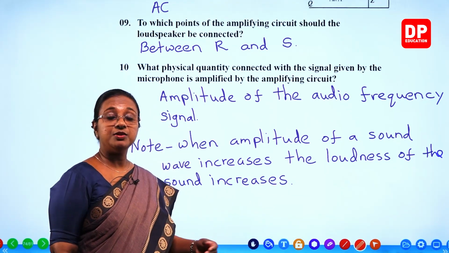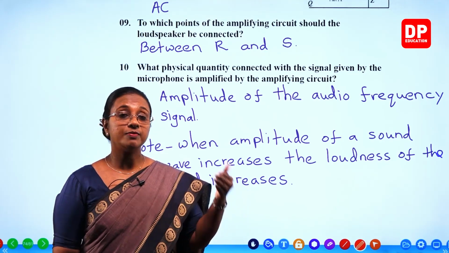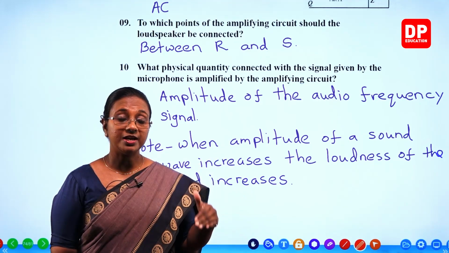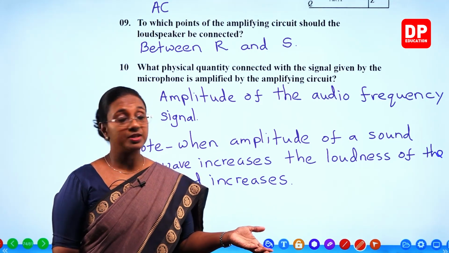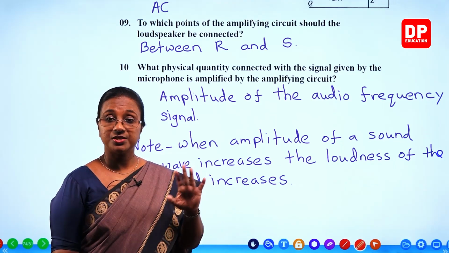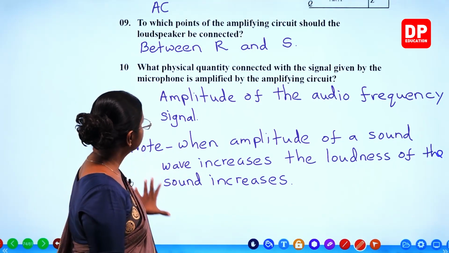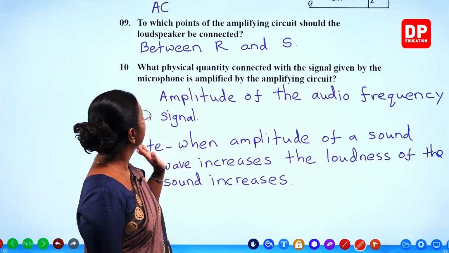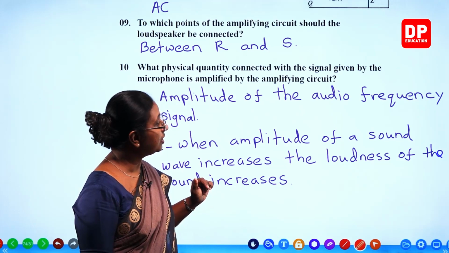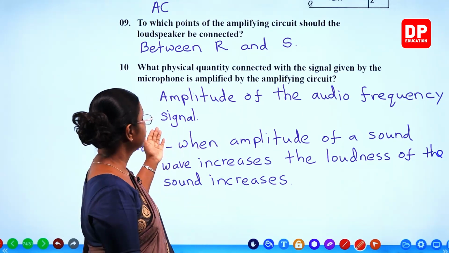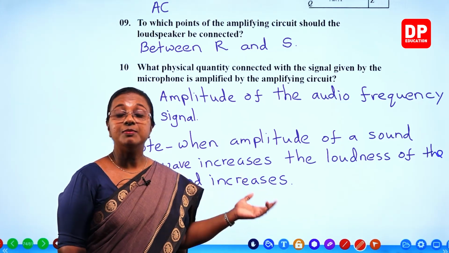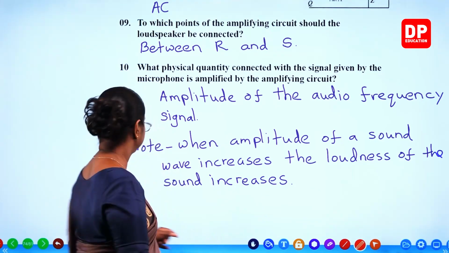So that is why when you supply a small sound with less loudness, you hear a louder sound. You provide a soft sound, you hear a louder sound. So from that we understand the signal amplification process of a transistor. Is that clear, students? So here the physical quantity that is amplified is the amplitude of the audio frequency signal. Is that clear, students? So with that, I will move on to the next question.